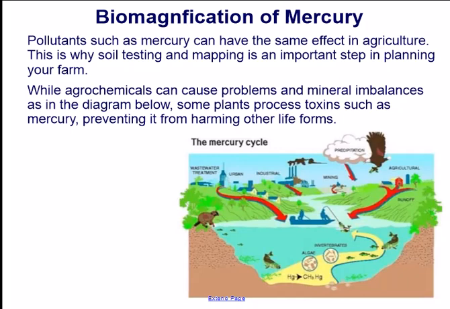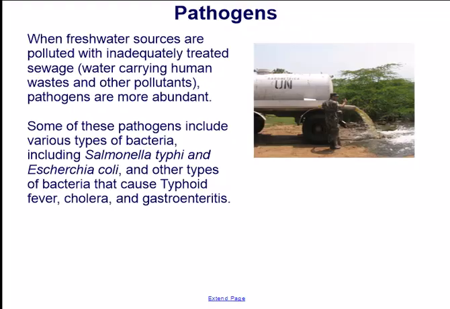While agrochemicals can cause problems and mineral imbalances, as in the diagram below, some plants process toxins such as mercury, preventing it from harming other life forms.